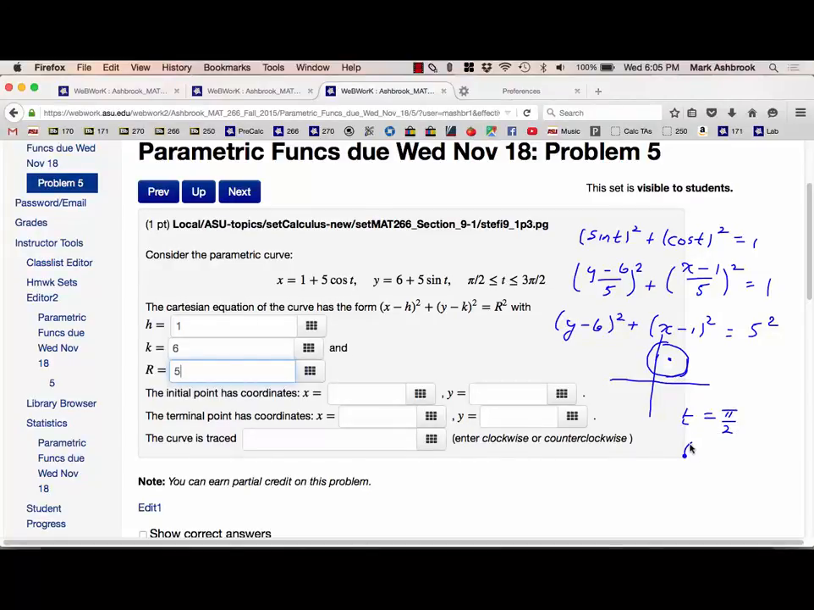we're going to get x equals and y equals. Pi over 2, cosine is 0, so we're going to get x equals 1. Pi over 2, sine is 1, times 5, so we're going to get y equals 11. You get the point (1, 11). So the initial point is right there, (1, 11).